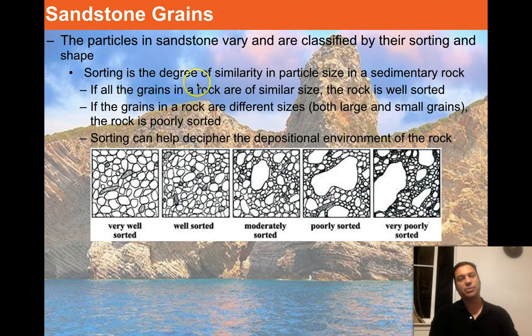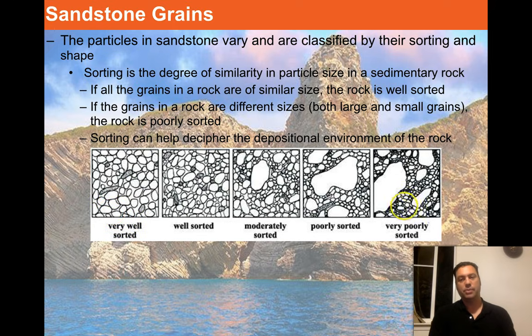So sorting is the degree of similarity in particle size in a sedimentary rock. You can pause this and read through it if you wish, but I'll just work from the diagram. Here we see a very well-sorted image. Notice that all the grains are about the same size.